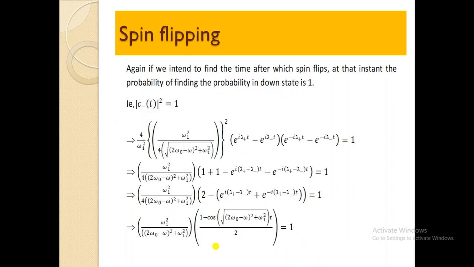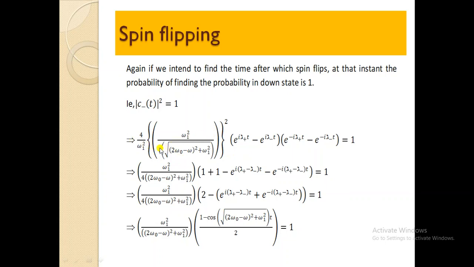So we have done that: e to the power i(λ+)t minus e to the power i(λ−)t, and e to the power minus i(λ+)t minus e to the power minus i(λ−)t equal to 1. Okay. Again we simplify the other term, or we can keep it as it is.